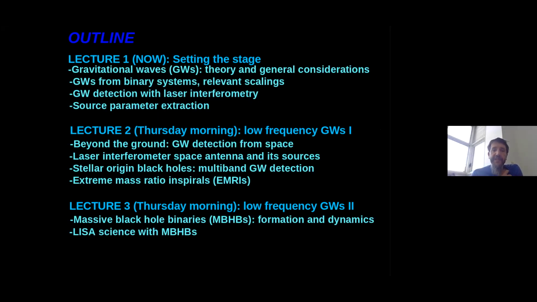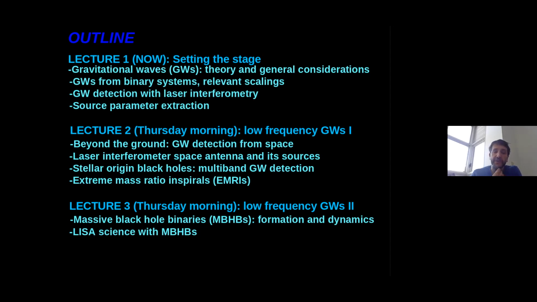So this is the plan, the outline of the 3 lectures I'm going to give you in these days. Lecture 1 is essentially setting the stage. I will recap a little bit about the theory of gravitational wave generation, just giving you some key pointers to what you probably already heard this morning. And I will talk about the formation of gravitational waves from binary systems and how we detect these gravitational waves. In particular, we'll focus mostly on laser interferometry, because I know there will be a nice lecture about pulsar timing by Steve Taylor later on in the week.